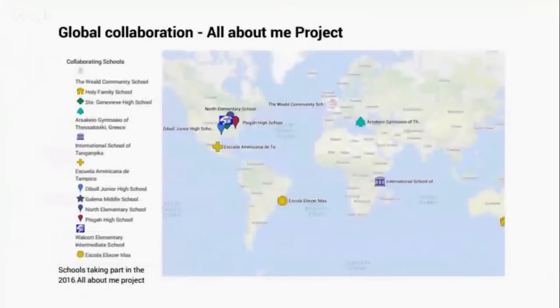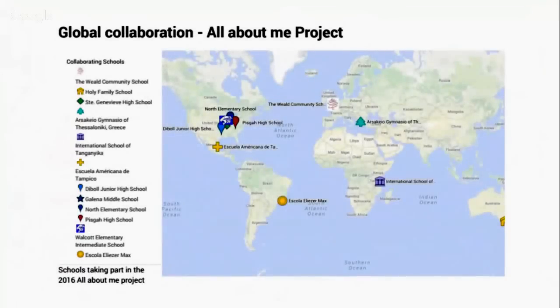I'm just going to show you the map now of all the different schools that we had involved. Now, some of these schools gave us loads of classes. I'm trying to think, Dibble Junior, I think we had 3 or 4 classes from there. But as you can see, they are all over the world.